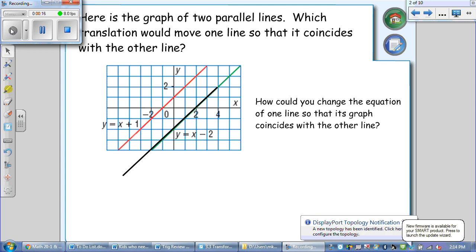Transformations is a fancy way of basically just saying we're going to move the graph around. And a lot of this unit is fancy talk. So when we say things, you need to know what's actually going on, but you also need to know the math terms that go with it.